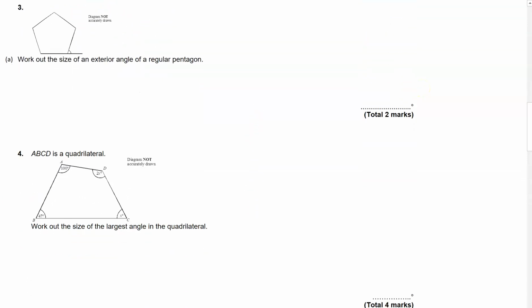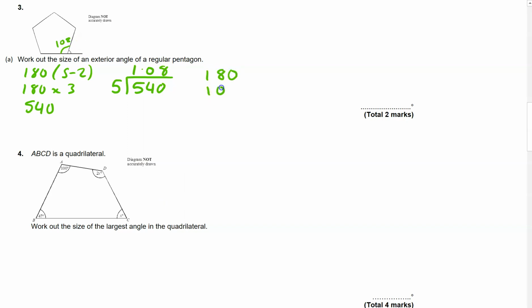Question 3. The size of the exterior angle of a regular pentagon. So pentagon, 5 sides, so it would be 180 times 5 minus 2, which is 180 times 3, which is 540. So the internal angles add up to 540. 540 shared out amongst the 5 interior angles is 108, meaning that this here is 108. And the exterior angle is 180 minus 108 because it's a straight line, and that's 72.